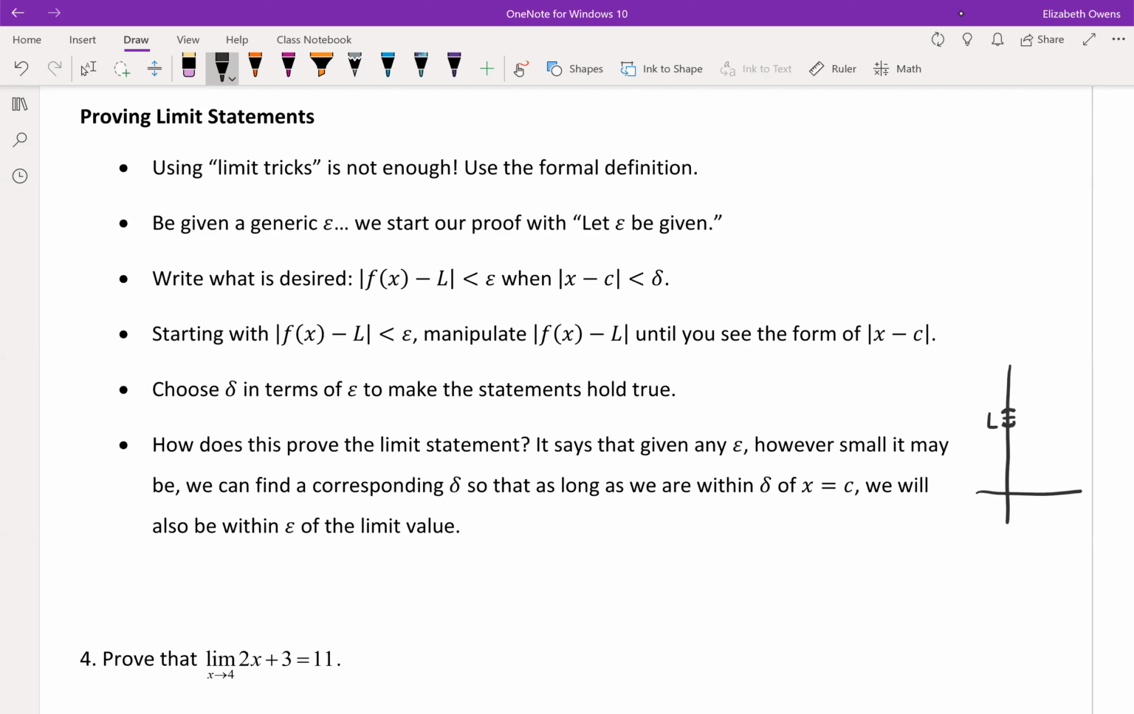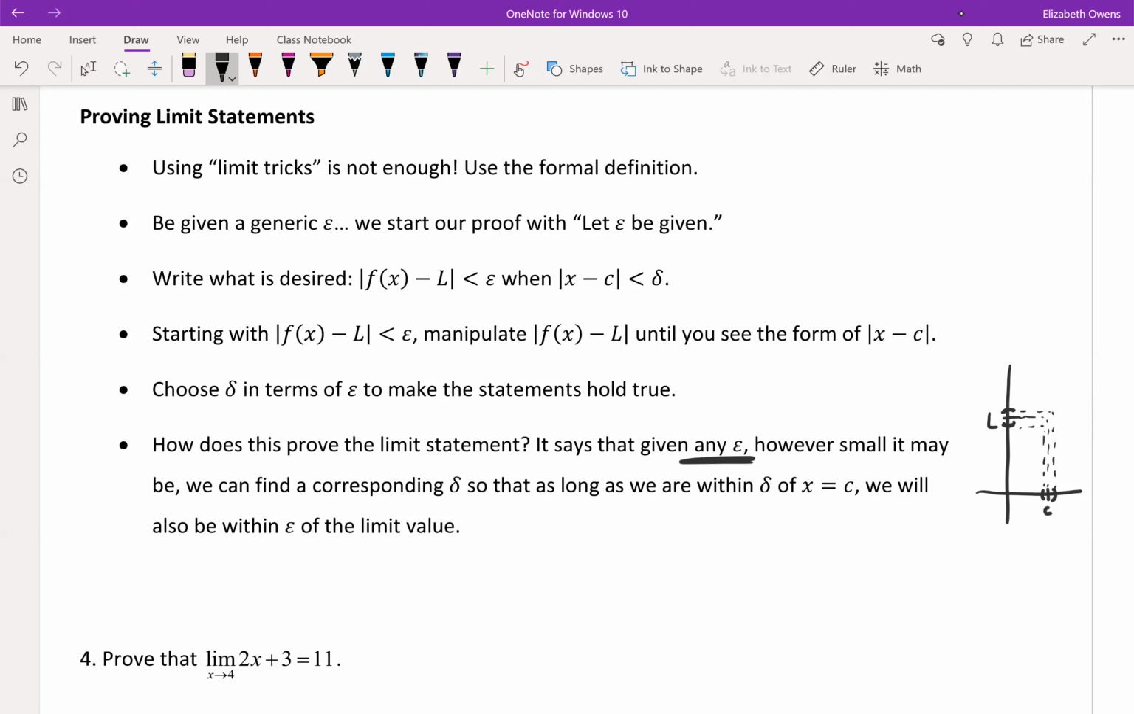Okay, so given absolutely any epsilon, we can find the corresponding delta to go with that. So we can essentially determine, okay, how close do we need to be to x equals c in order to make sure that we fall within that specified range along the y direction. Okay, it's essentially like proving these statements is kind of like saying, okay, challenge accepted. You're going to give me an epsilon, whatever it is, I'm going to find you a delta to go with it.